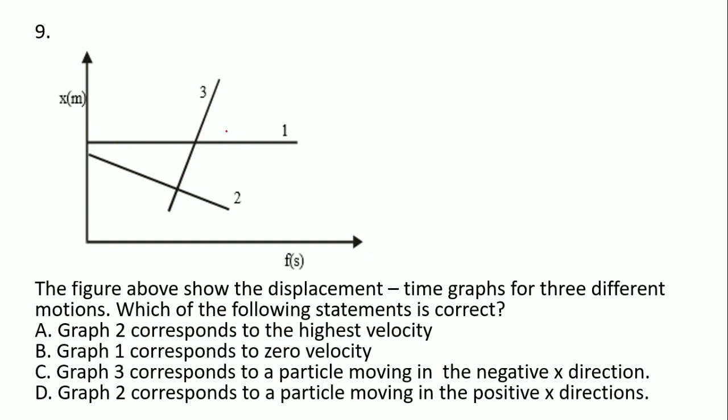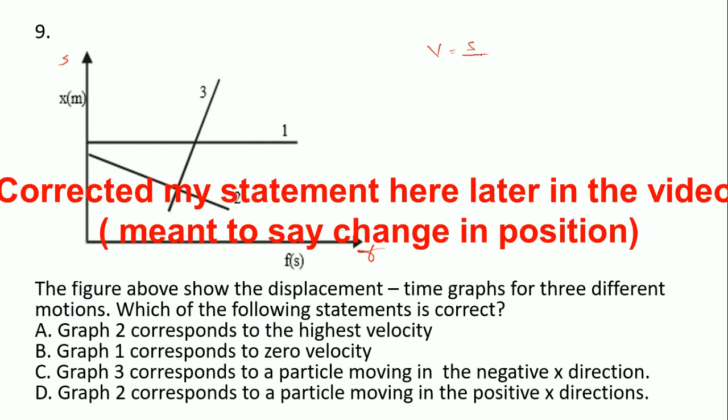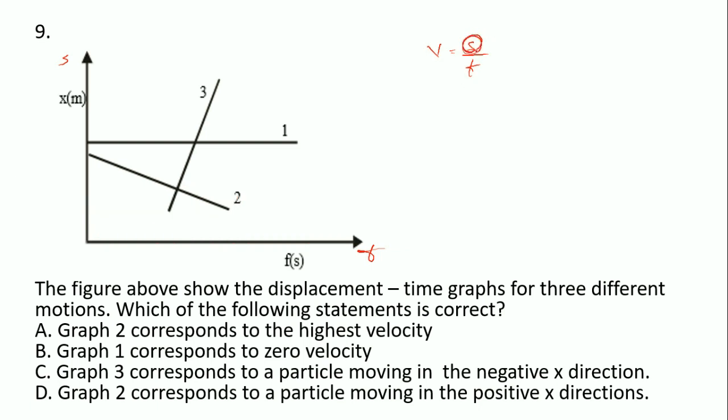Graph 1 corresponds to 0 velocity because this is displacement time graph, and velocity is equal to change in displacement per unit time. And since the displacement is not changing, it's constant. That implies that 0 divided by t is going to be 0, so the velocity is 0.